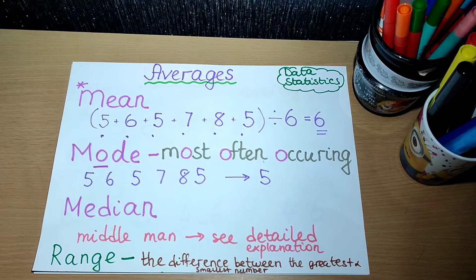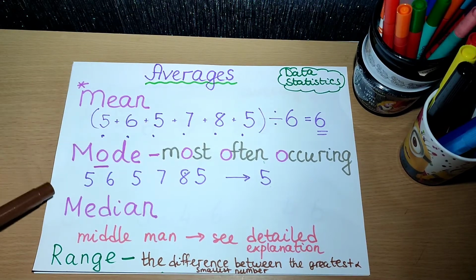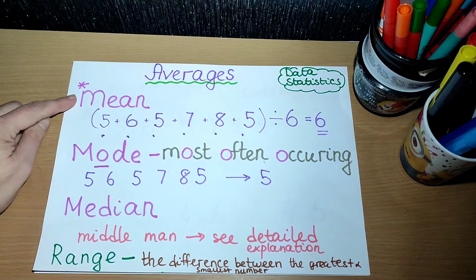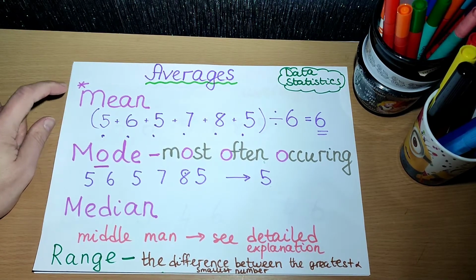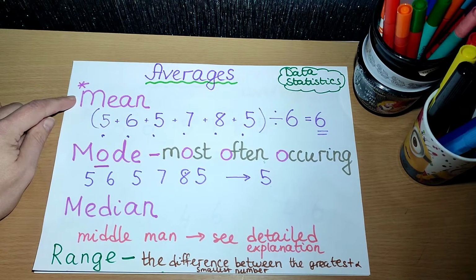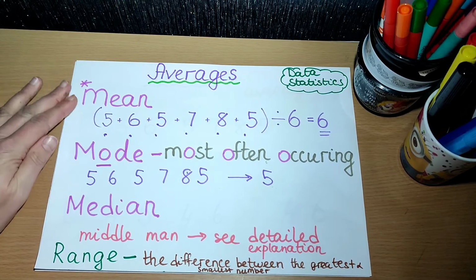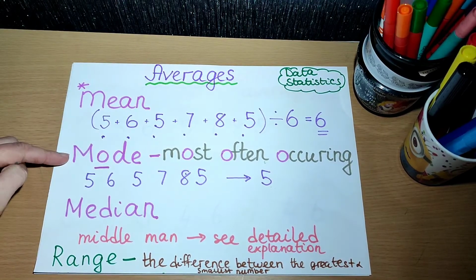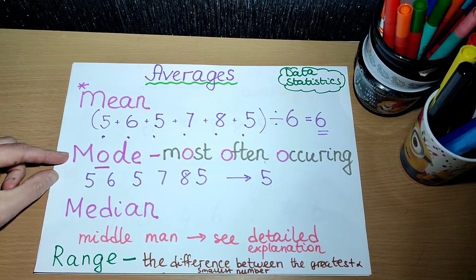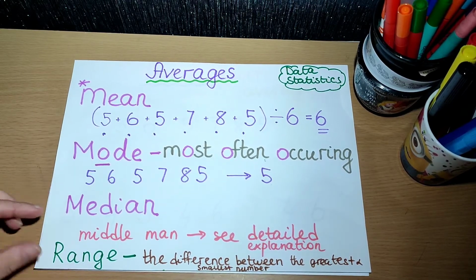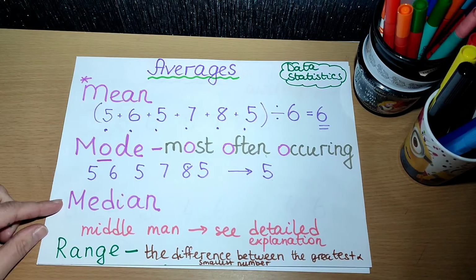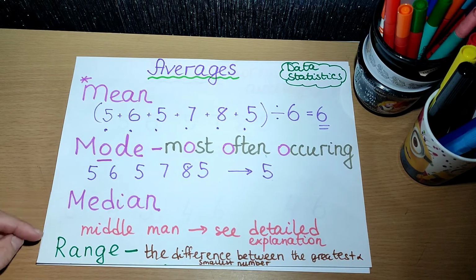In Year 6 you will need to know 3 types of averages, and averages is anything to do with data and statistics. The first average is called mean. It's very mean. It's just a normal average. I'll show you what it means in details in a minute. The second average we're going to look at is mode, most often occurring. And the third average is called median, the middleman.